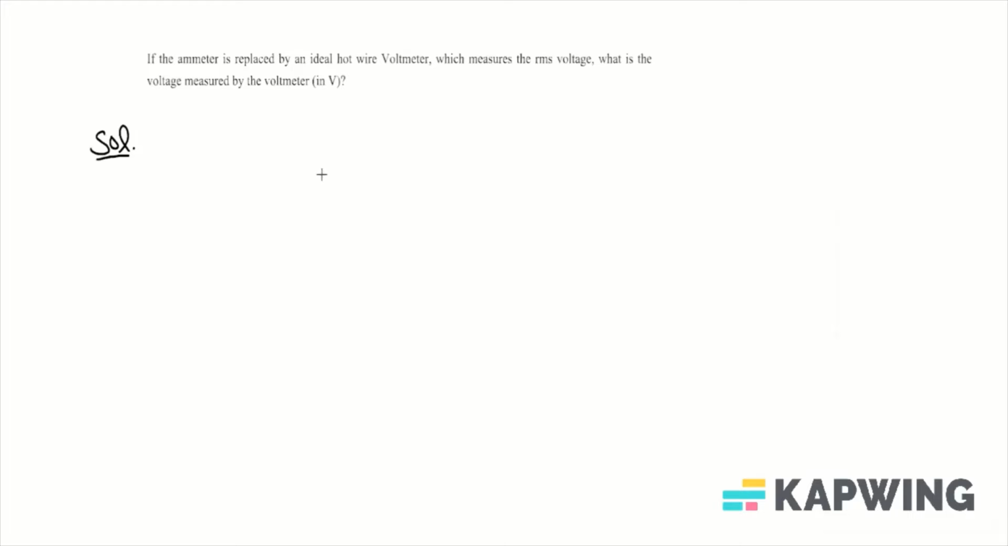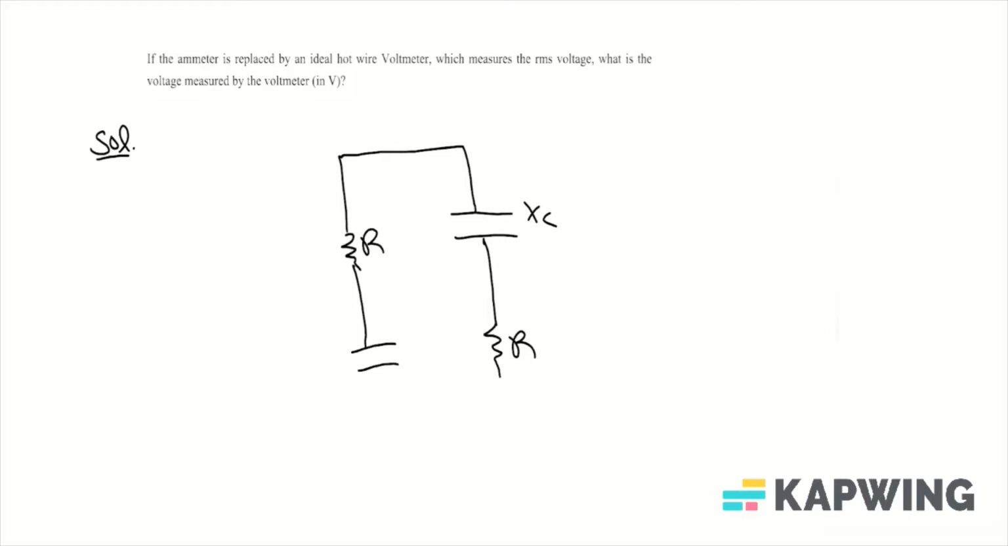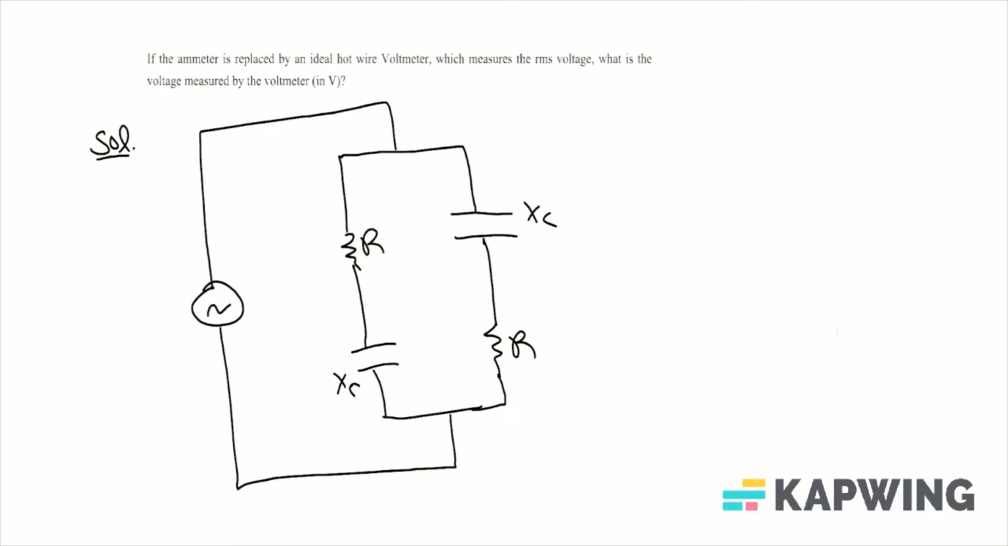In this question, it is given that the ammeter is replaced by an ideal hot wire voltmeter. So an ideal voltmeter has infinite resistance. So the circuit will look something like this: Xc, and this is R, this is R, and this is Xc. And this is the source. So the voltage of the source is instantaneous, let's say VS(t).